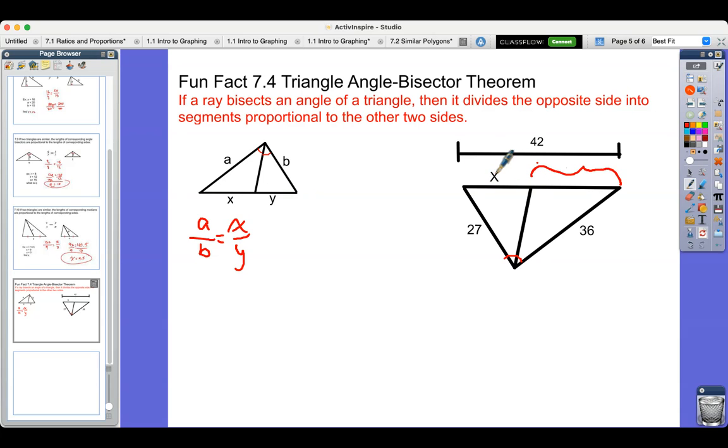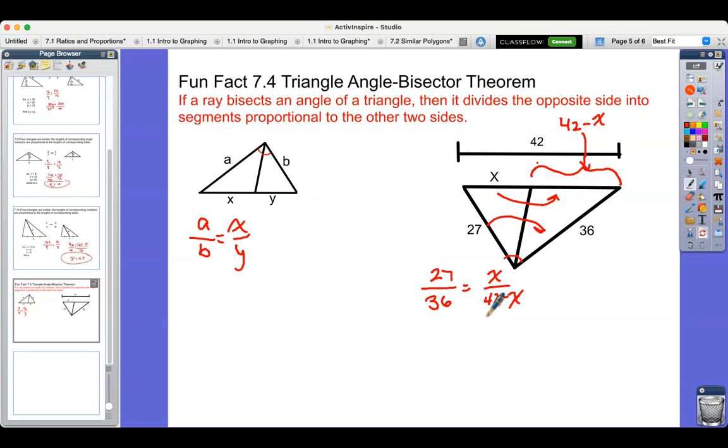So let's say we had a number right here. Let's say this was 10. How would we get that? Well, we take the whole thing minus 10. We still do the same thing, we'll just have a little expression. For this whole thing, it will be 42, the whole thing, minus x. So that is what this represents now. As we set it up, we'll say this side to this side as this side to this side. So we'll do 27 is to 36 as x is to 42 minus x.